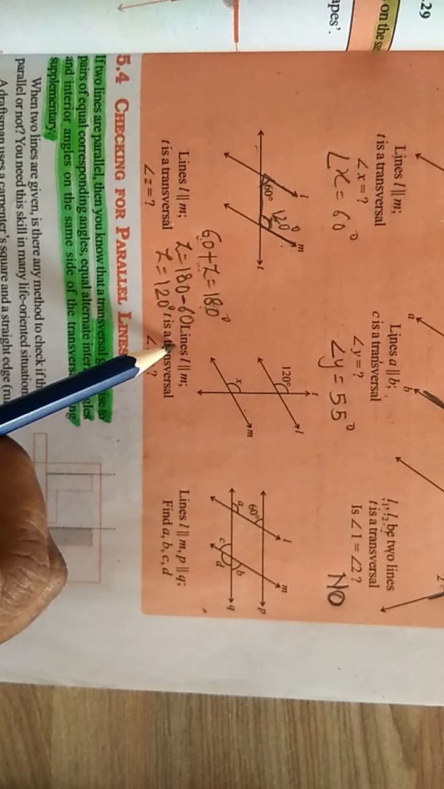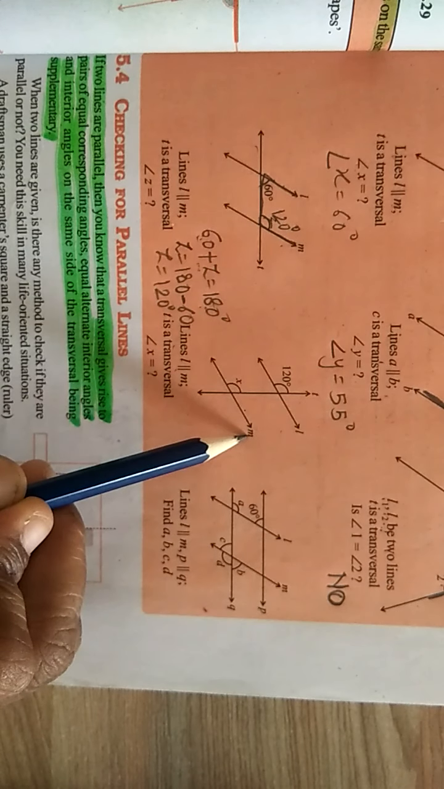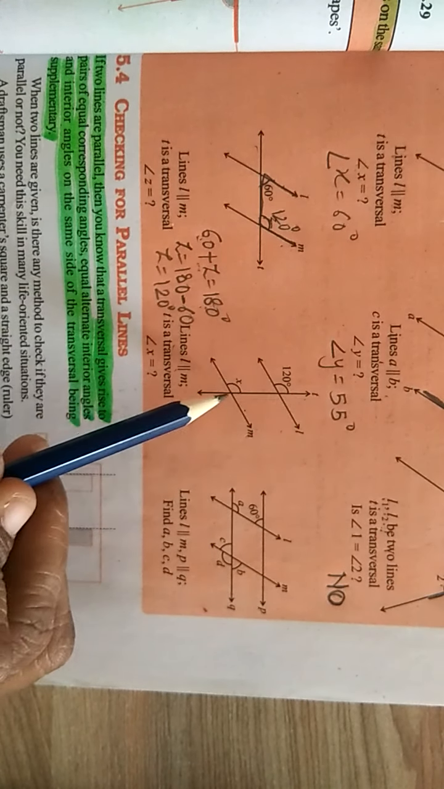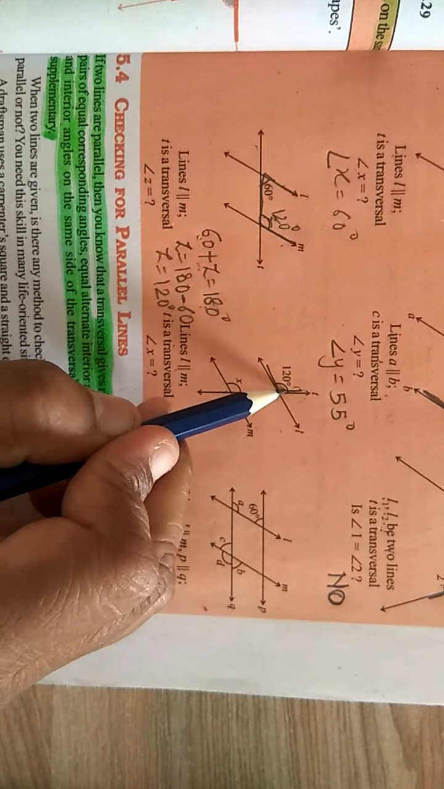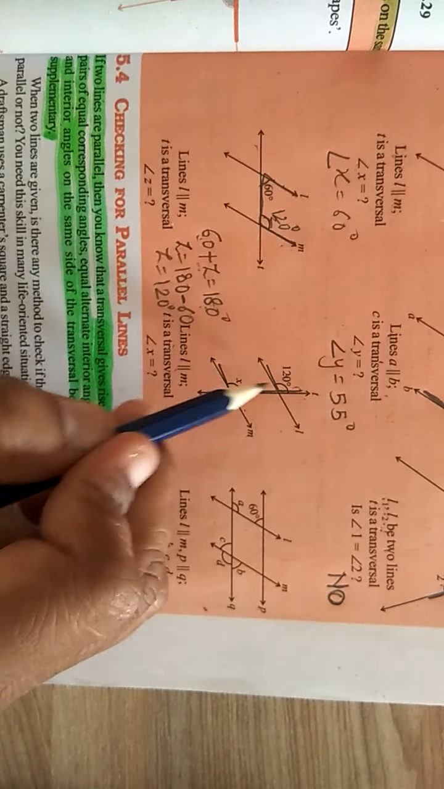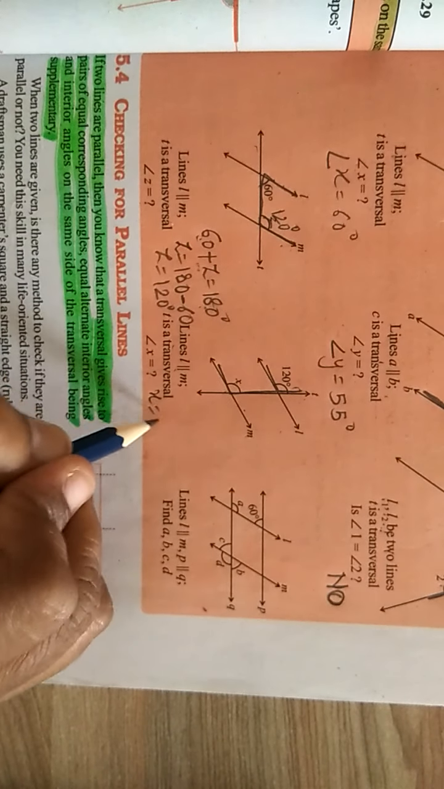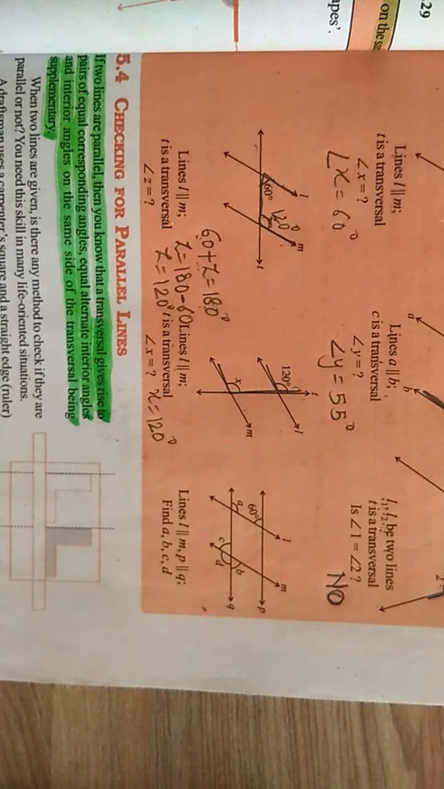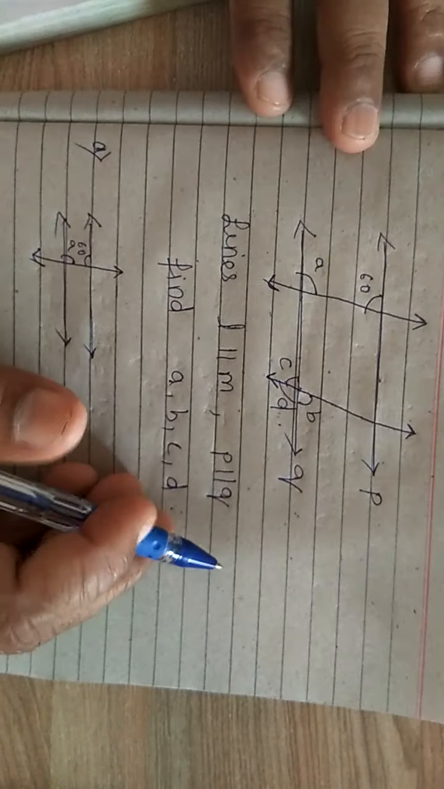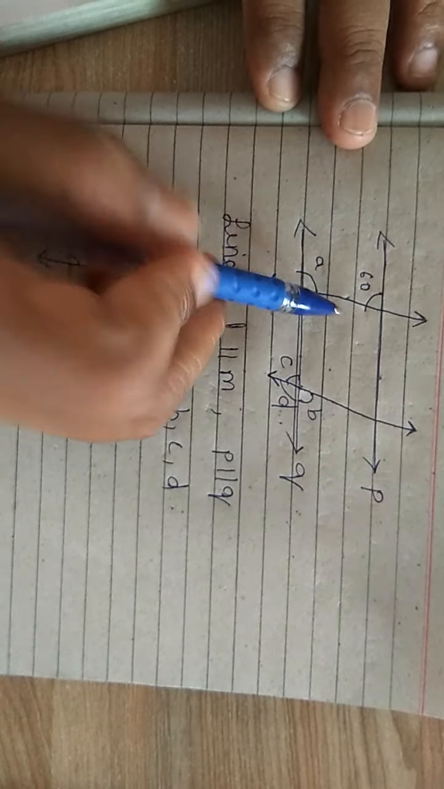Now here, see, again they have told you that lines L and M are parallel and T is the transversal. They are telling you to find X. Which pair of angles are these two angles forming, children? Corresponding. So X will also be 120 degrees. Okay children, now we will solve this next question. That last question was somewhat like this.